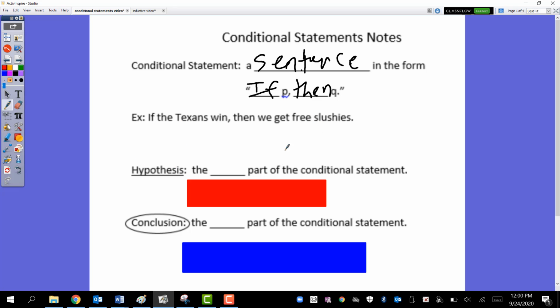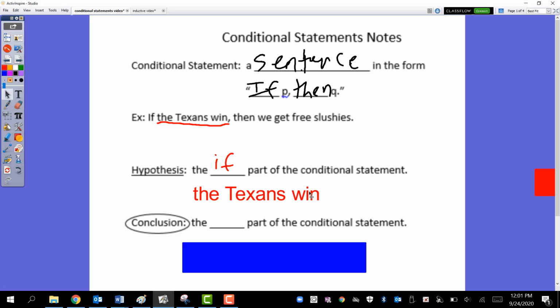So in this sentence, there's two different parts of the sentence. There is the hypothesis, which is going to be the if part of the conditional statement. So everything after the word if, but before the word then. And we're going to underline that. That's why hypothesis is underlined. So if I'm looking at my sentence, after the word if, I start underlining until I get to the word then, and I stop. Okay, so if I look right here, I have written the Texans win. That is my hypothesis in this sentence.